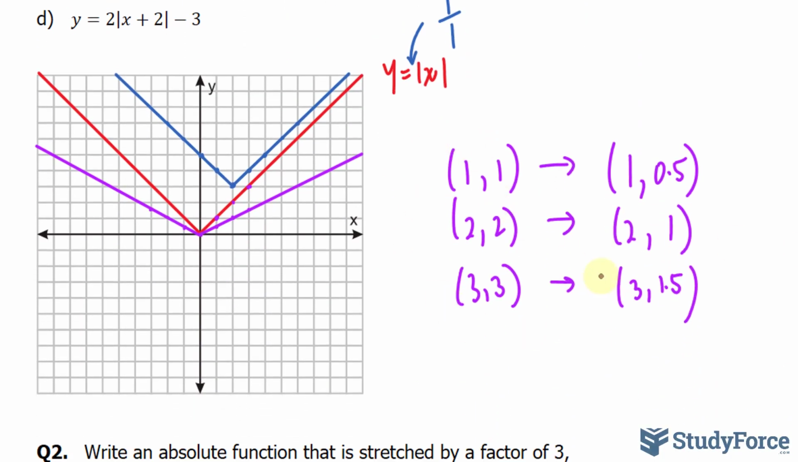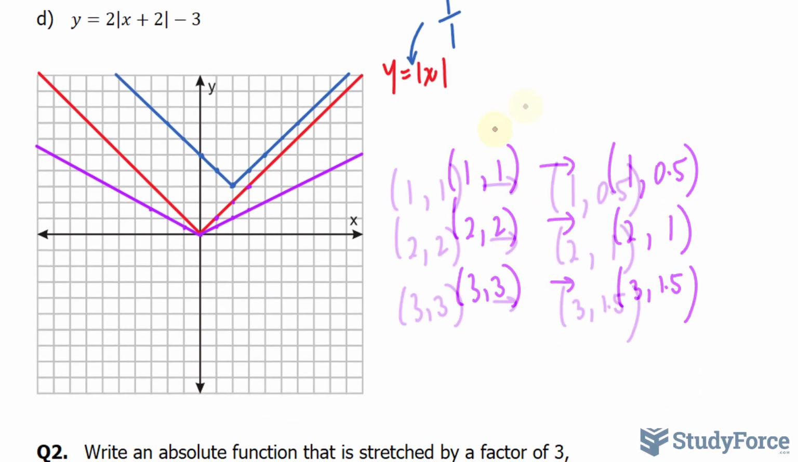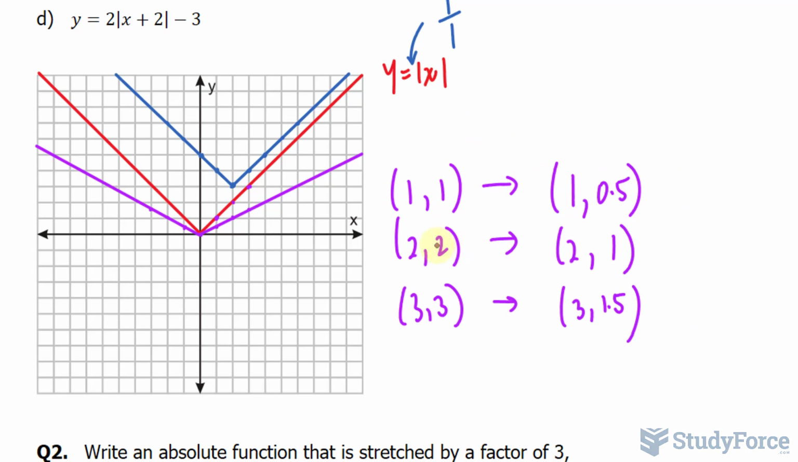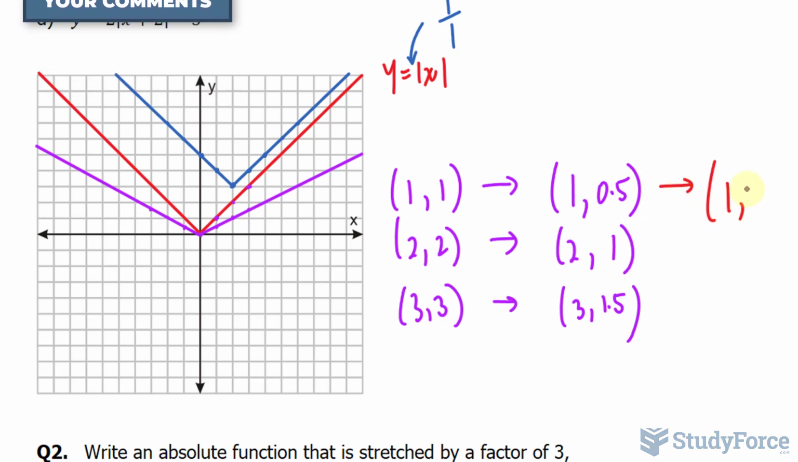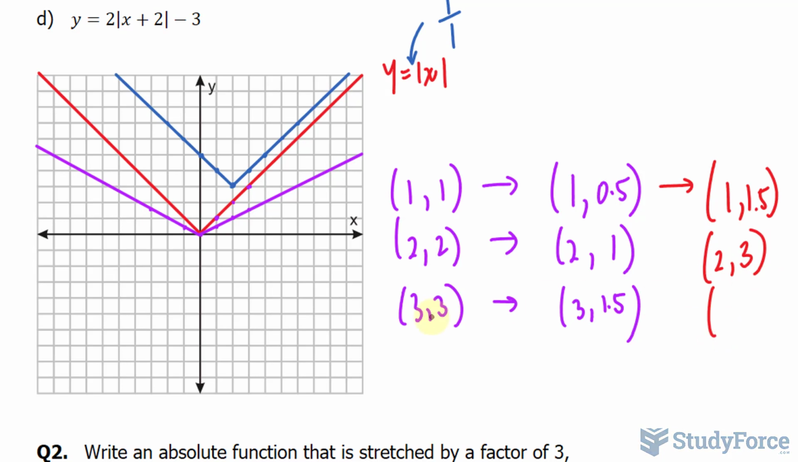So let's take these exact same points, the original points, and rather than multiplying 1, 2, and 3 by a factor of 1 over 2, I'll multiply them by a factor of 1.5. So we get 1 and 1.5, that's our first point. Over here, 2 times 1.5 is 3, so 2 and 3. 3 times 1.5 is 4.5. And let's plot these points.